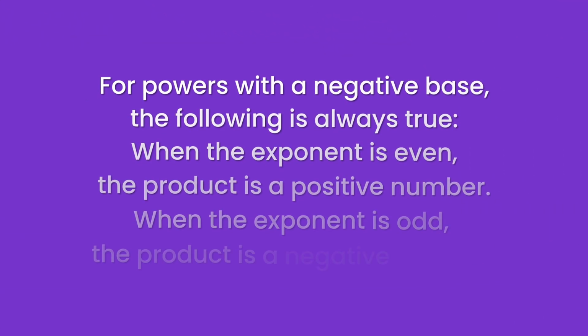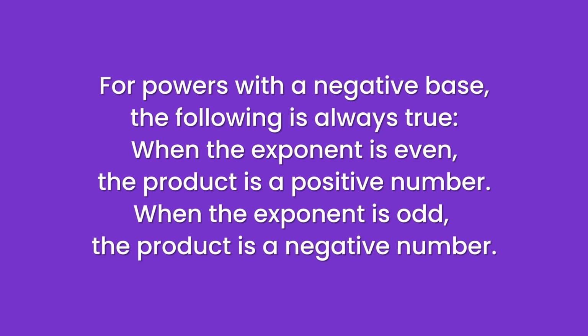For powers with a negative base, the following is always true. When the exponent is even, the product is a positive number. When the exponent is odd, the product is a negative number.